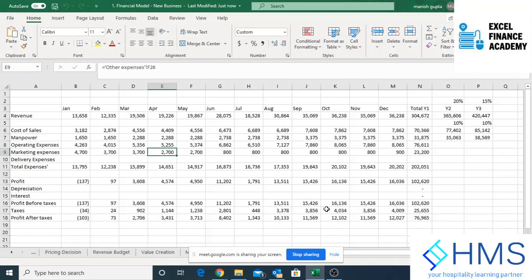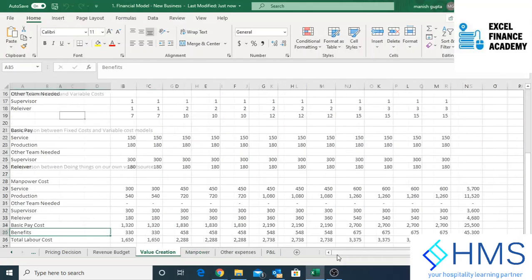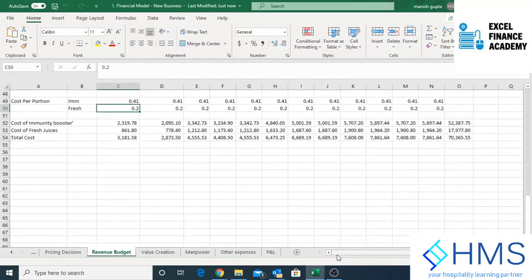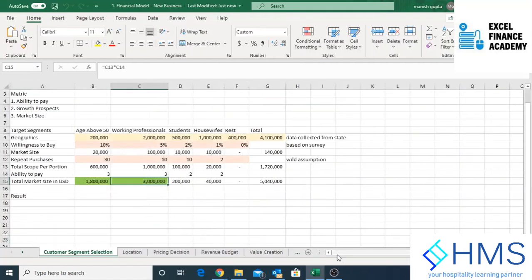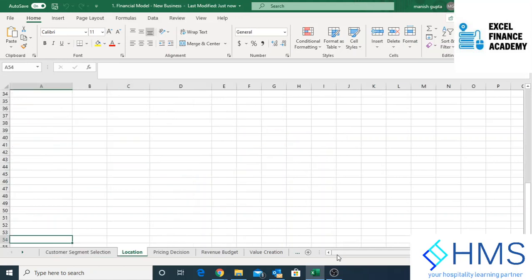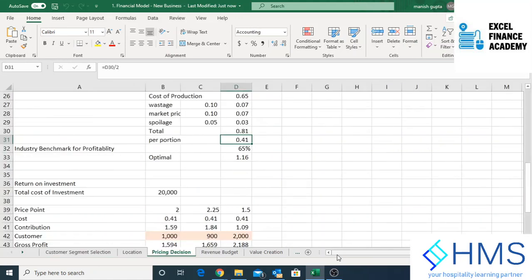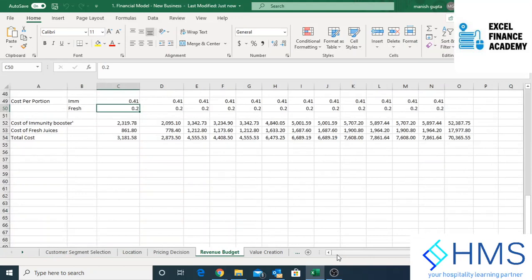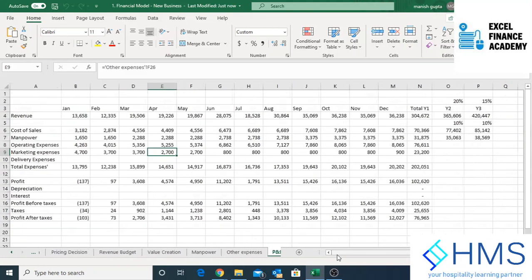Yesterday what we did was this. So yesterday we were trying to create the P&L, apart from the first day when we completed the customer segmentation, location, and pricing decision. Yesterday what we learned was how to create a P&L.